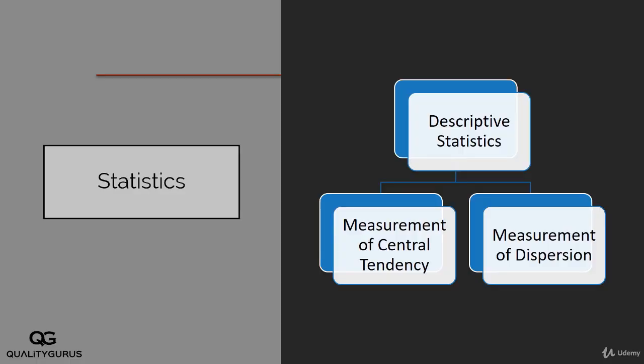Our focus will be on descriptive statistics, where we will be describing things, describing the data, describing whatever information we collected. When we talk of descriptive statistics, in that also there are two key aspects. One is the measurement of central tendency and the second is the measurement of dispersion. We will be talking about each of these, and what the measurements related to central tendency and dispersion are, in the next few videos.